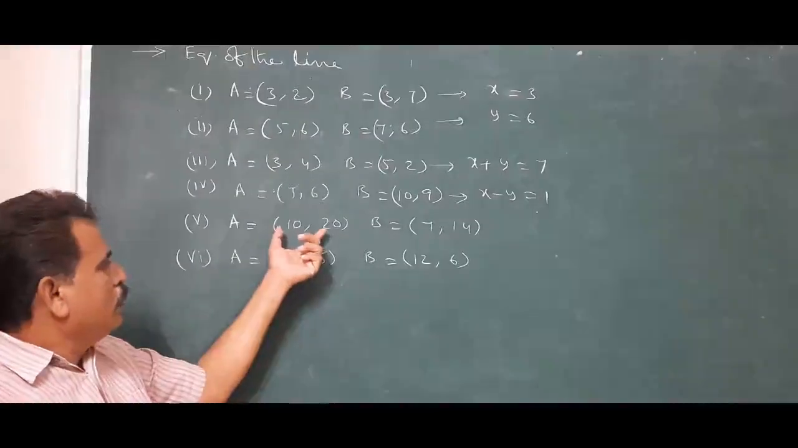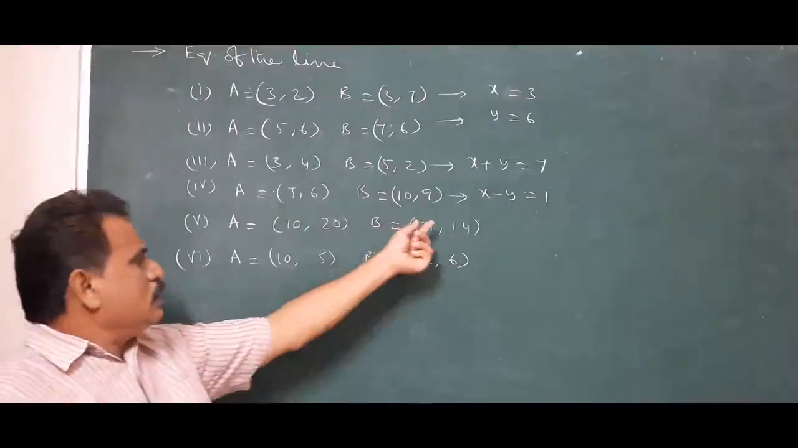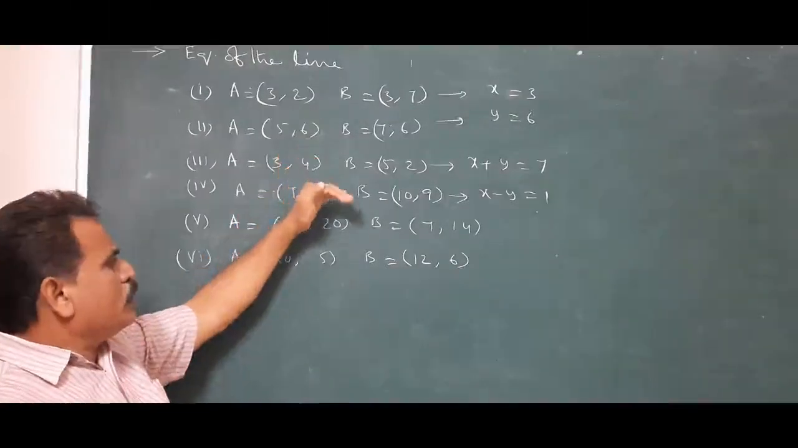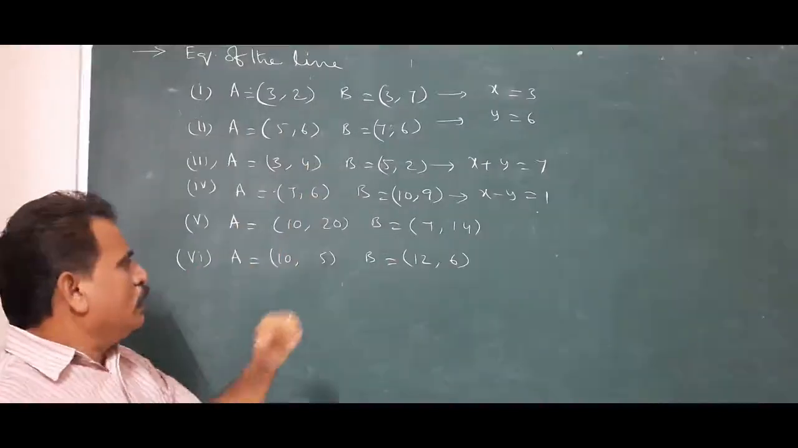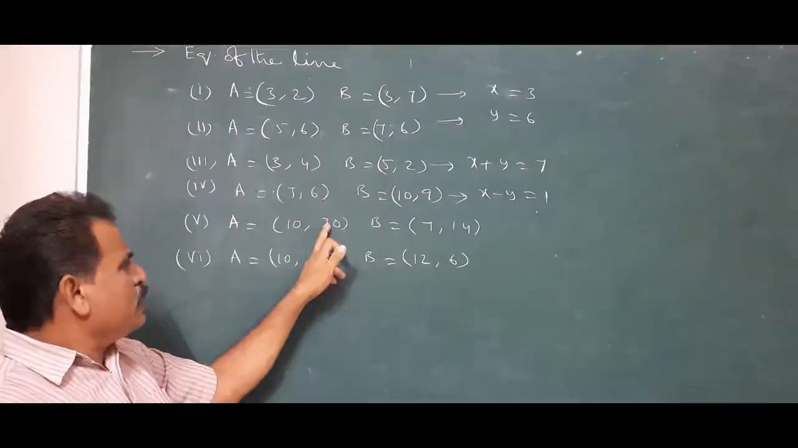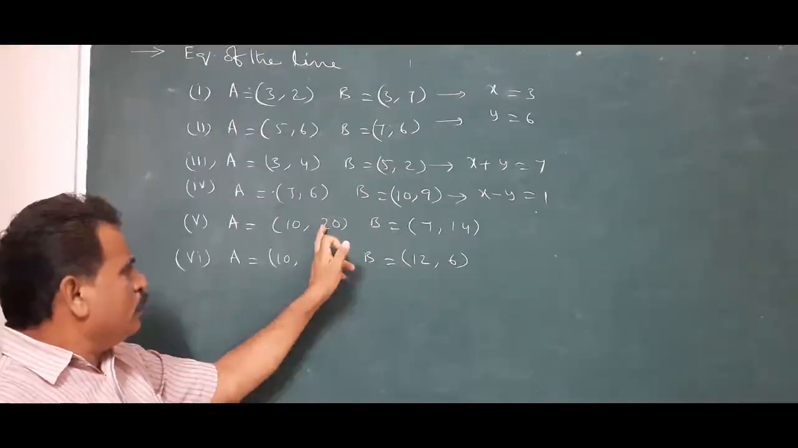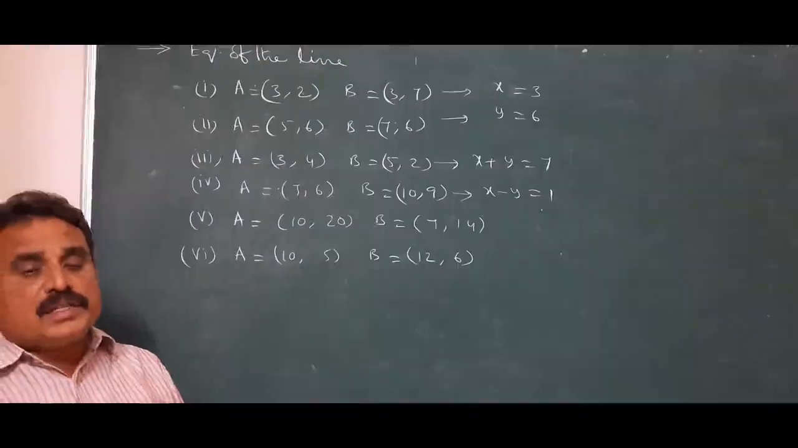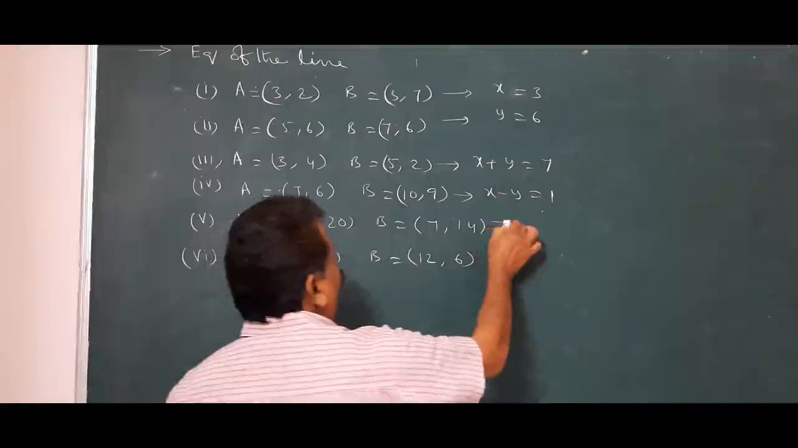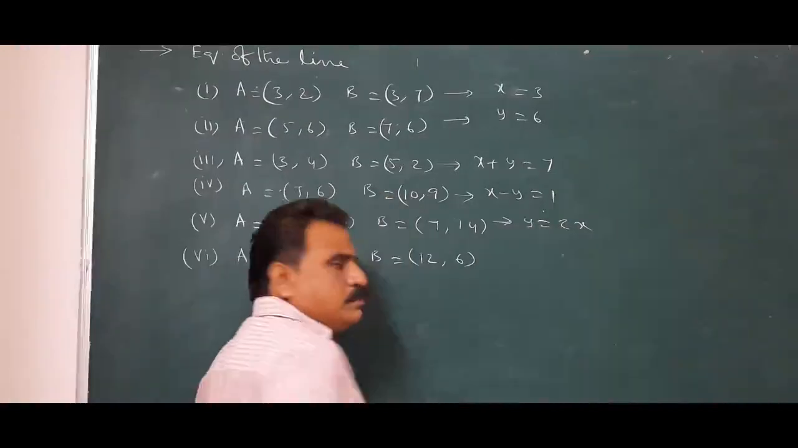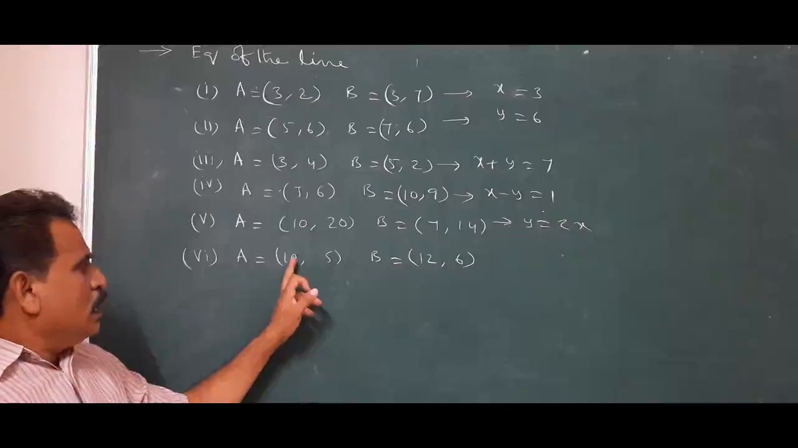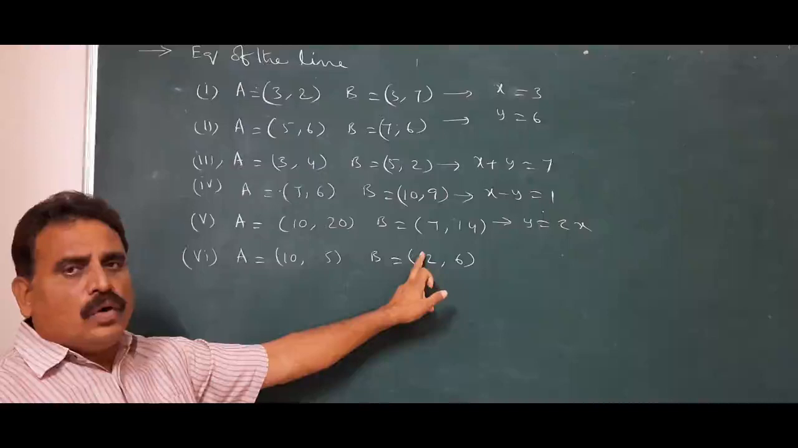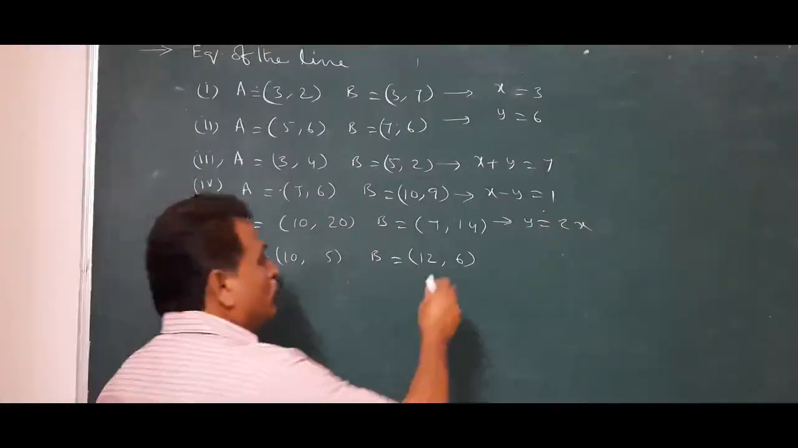Now here, (10,20), (7,14). In the previous examples, that is different. Here, y coordinate is double the x coordinate. In first point and the second point, the same property, y coordinate is double the x coordinate. So the equation of the line is y equal to 2x. Now here, x coordinate is double y coordinate. So the equation of the line is x equal to 2y.